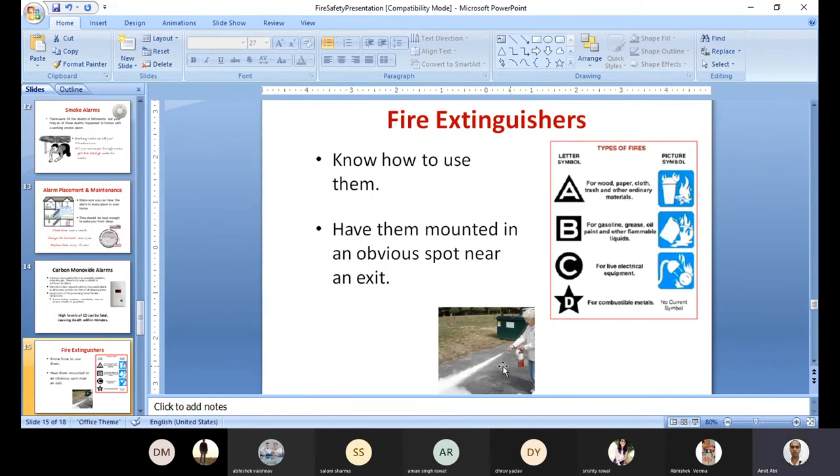Now coming to fire extinguishers. Proper symbols are there showing how to use the fire extinguisher. This is a symbolic guide to the residents of the building. They should know how to use it.